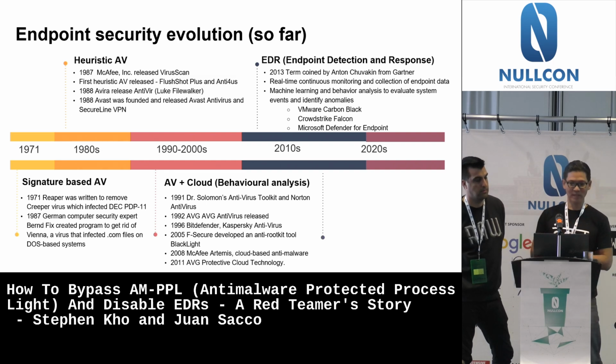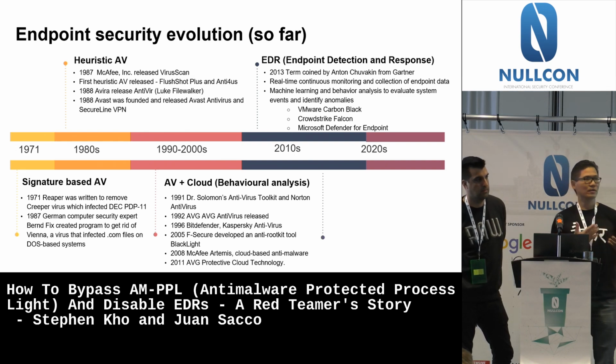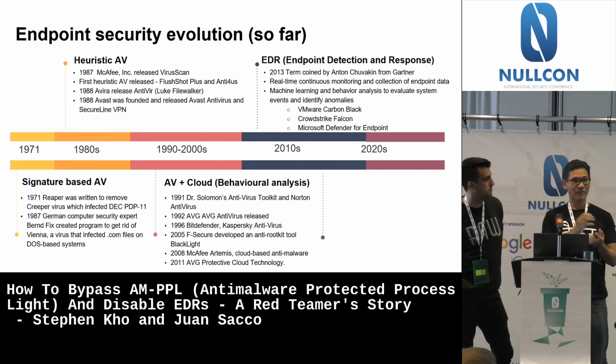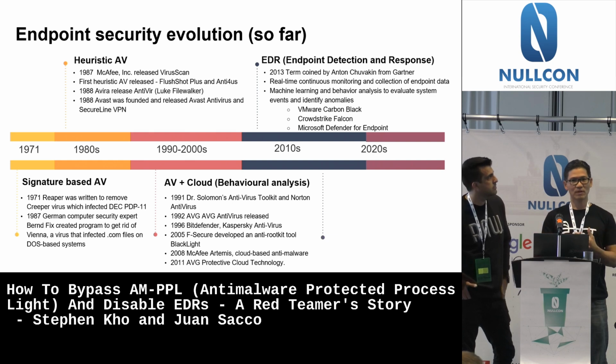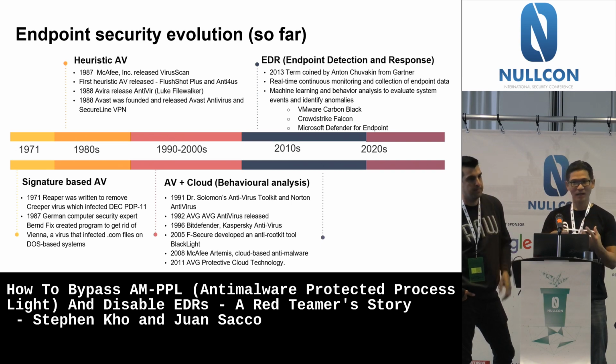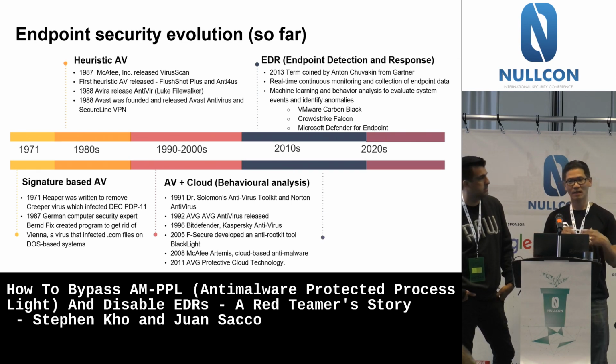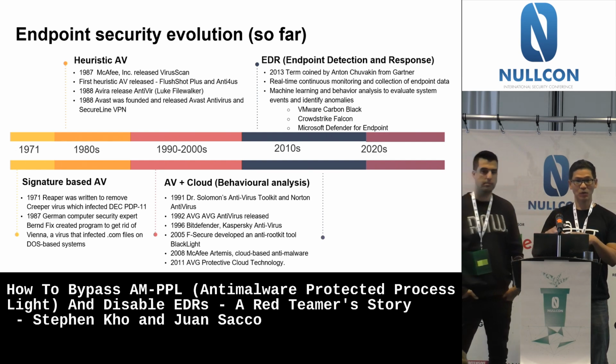Jumping forward to the 2010s, in 2013, Anton Chuvakin from Gartner coined the term EDR, Endpoint Detection Response. Now we're starting to see real-time continuous monitoring and collection of data from all the endpoints. For example, if you think of things like CrowdStrike and Carbon Black, each endpoint has an agent, it collects data, and then sends it to the cloud, which does behavior analysis and also response. Like the CrowdStrike Falcon platform, there's a whole bunch of guys there looking at alerts, and they can also take action, responding to any known malware detection on your endpoint.